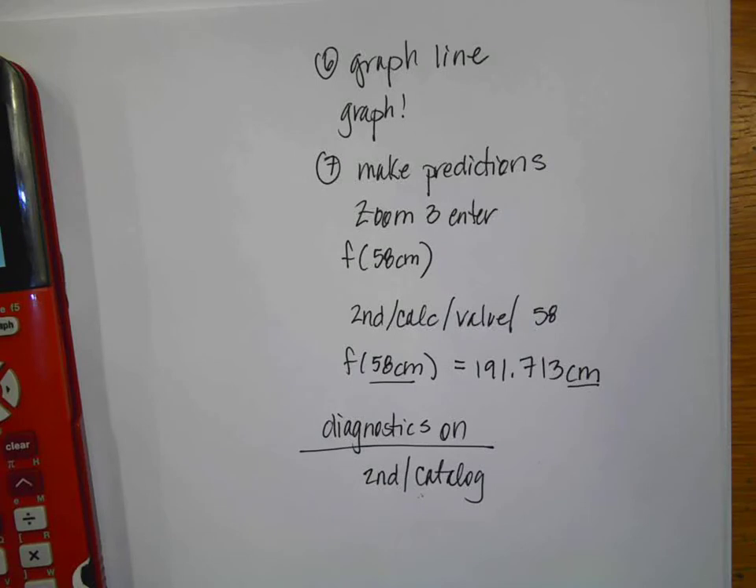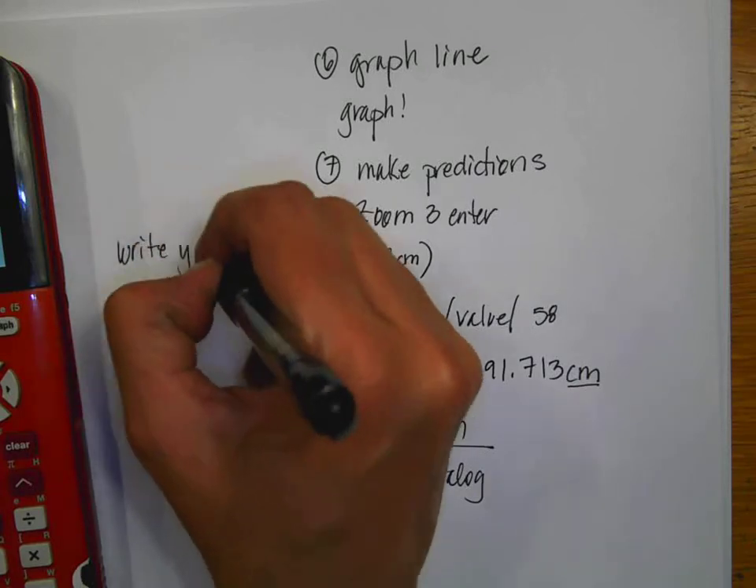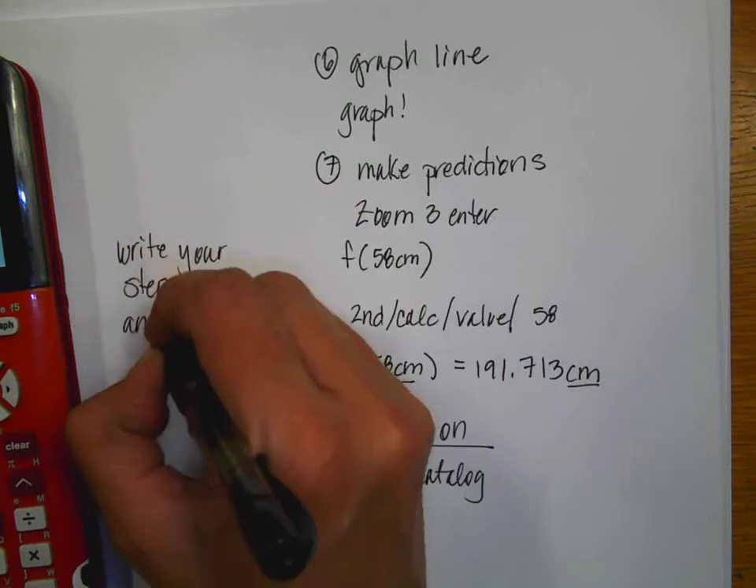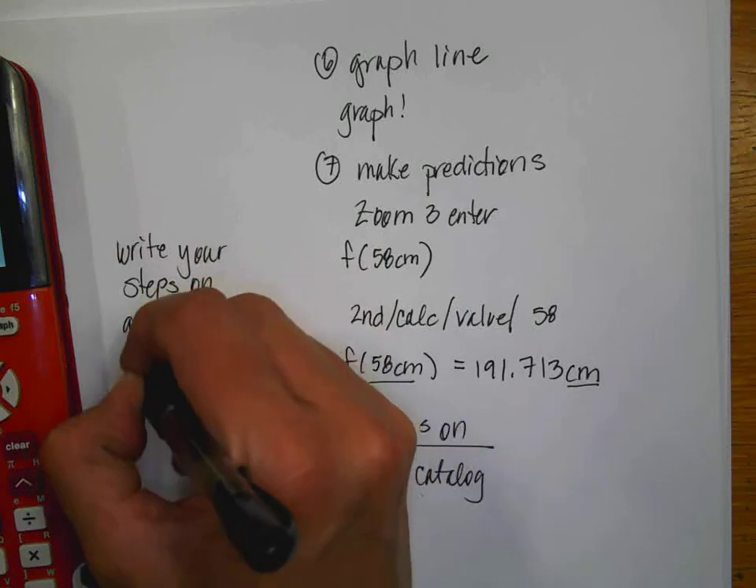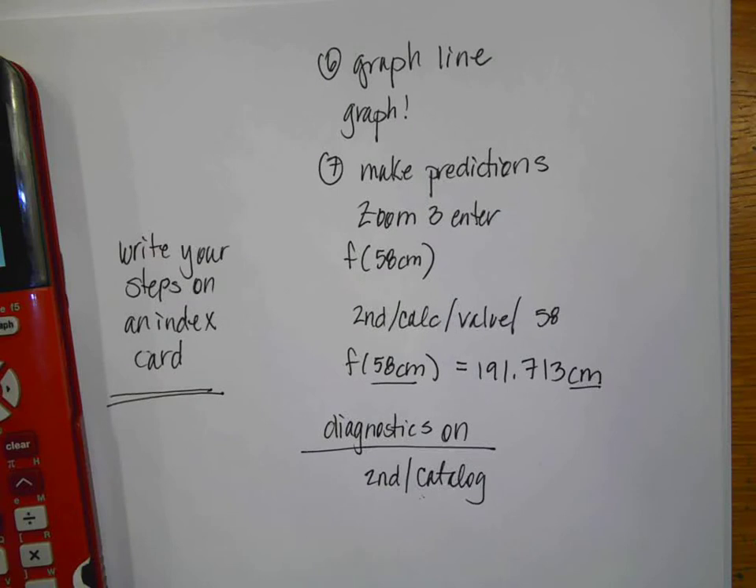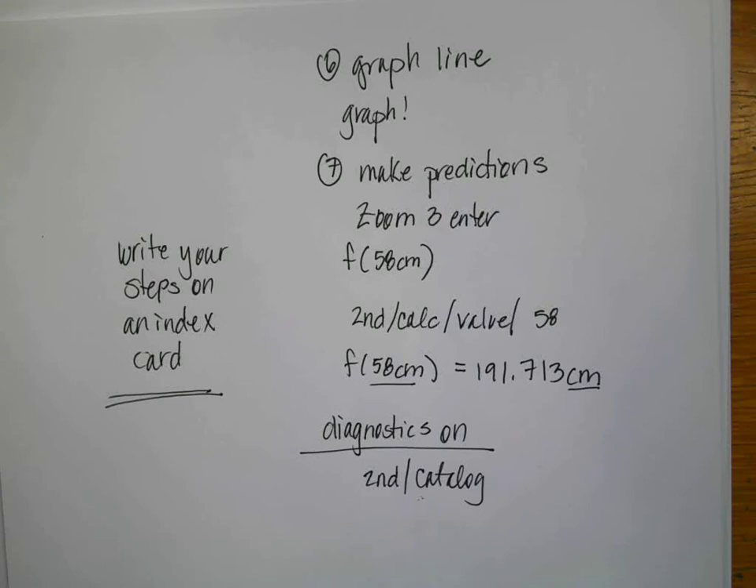I highly recommend that you go through and you take these steps that I gave you. I gave you 7 steps, and write your steps on an index card. And then that way, when we walk through an example, when you come to class, you have it in a very concise form and in your own language. I would recommend that you walk back through this example, because on a test, I will expect that you can do this process by yourself.